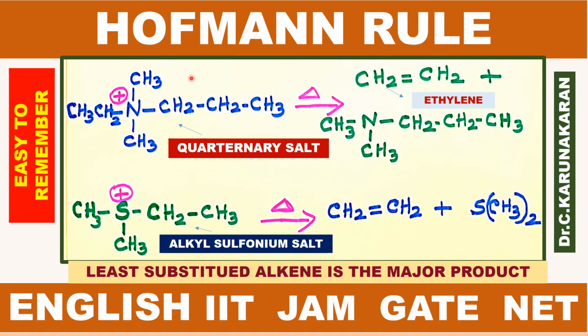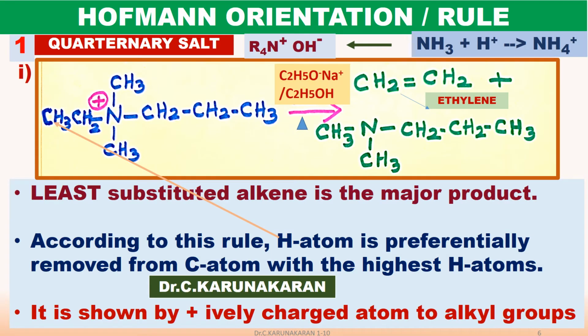Let us study Hofmann rule. This is just the opposite of Zaitsev's rule. For example, a quaternary ammonium salt or alkyl sulfonium salt on heating gives the least substituted alkene as the major product. In Zaitsev's rule, the highly substituted alkene is the major product. Let us see in detail. Let us study the Hofmann orientation rule. What is the Hofmann orientation rule? With two examples.